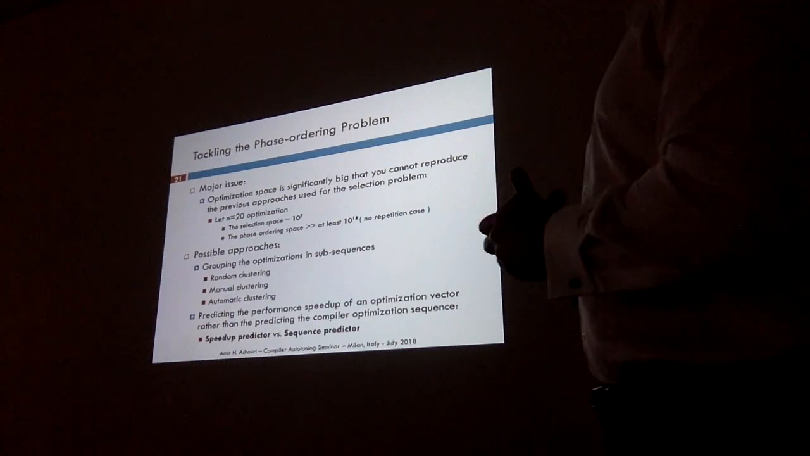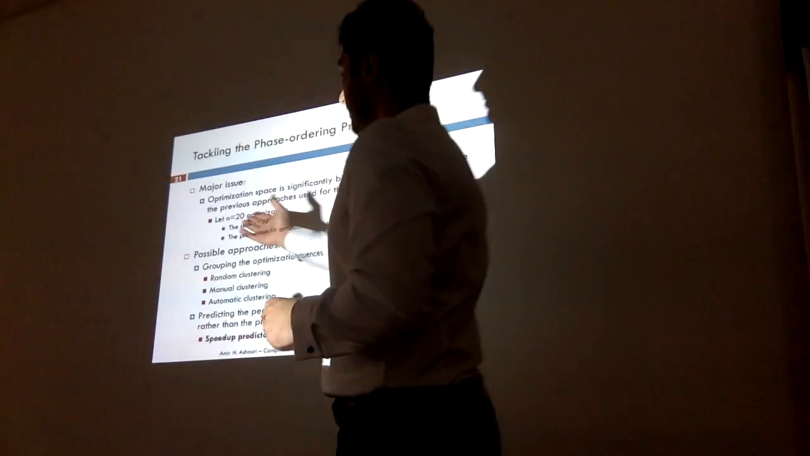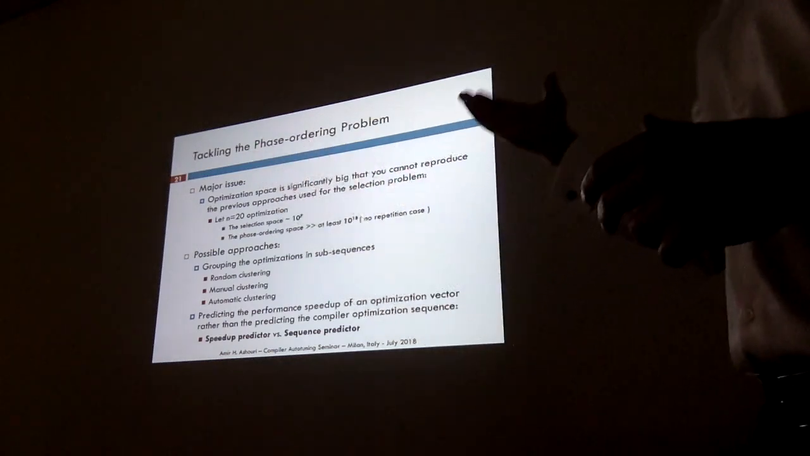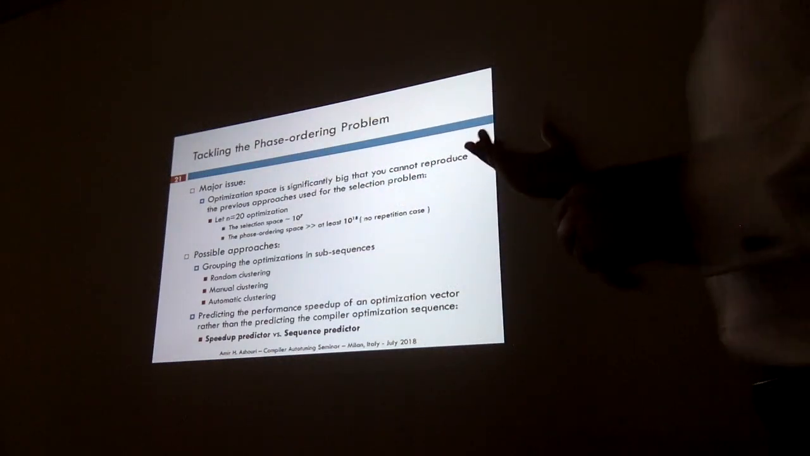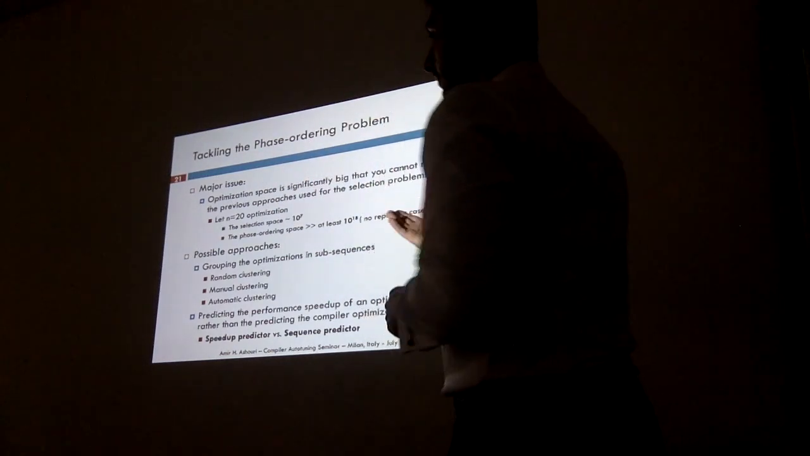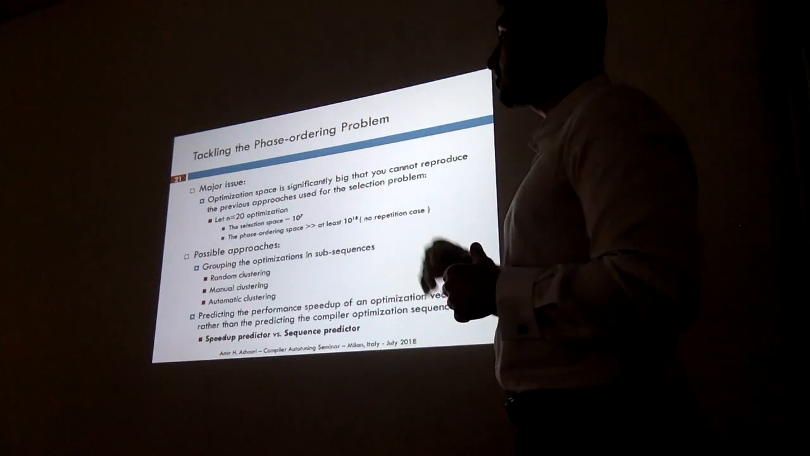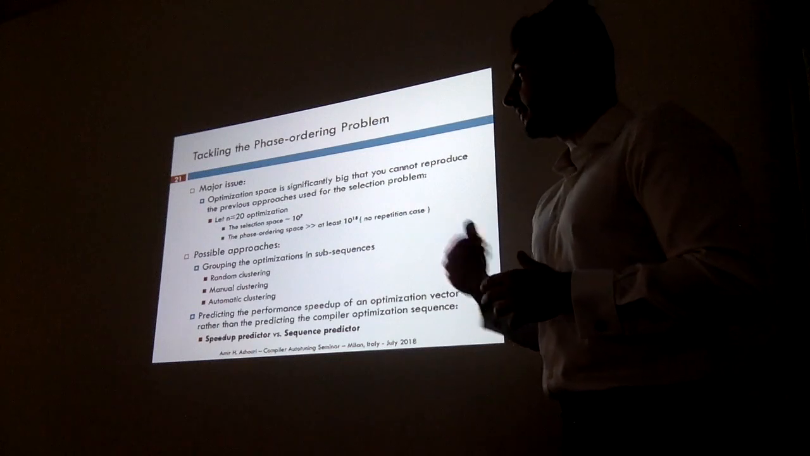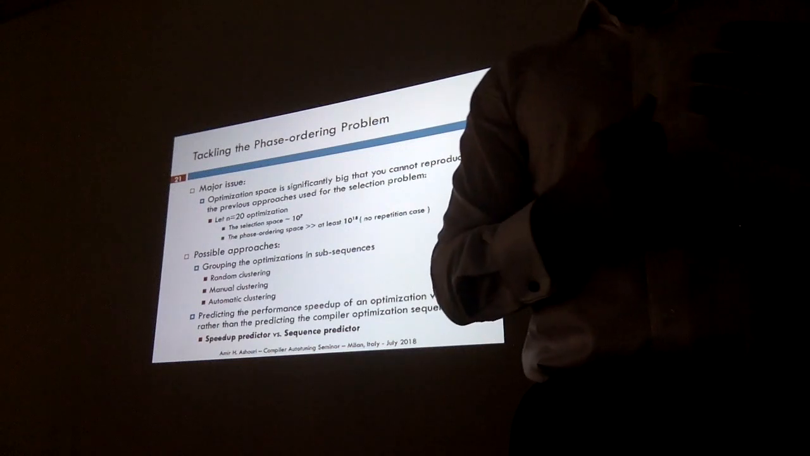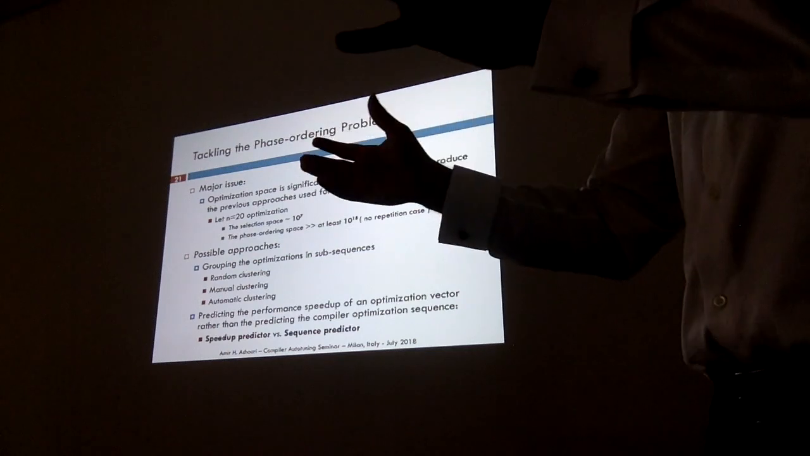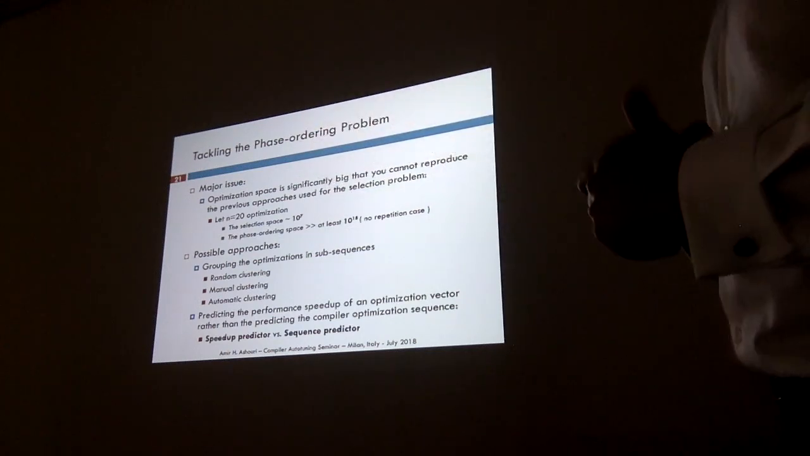As an example, suppose you have 20 optimizations. The selection space would be almost 10 to the power of 7. But on the phase ordering problem, even without the repetition case, you have 10 to the power of 18. And it's simply impossible to generate and test all those using iterative compilation without machine learning knowledge.